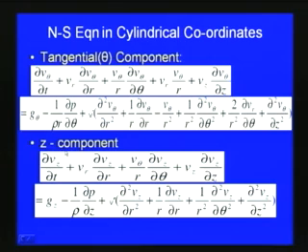And the z component, the third component of the Navier-Stokes equation, can be written as del Vz by del t plus Vr into del Vz by del r plus V theta by r del Vz by del theta plus Vz del Vz by del z is equal to Gz minus 1 by rho del P by del z plus nu into del square Vz by del r square plus 1 by r del Vz by del r plus 1 by r square del square Vz by del theta square plus del square Vz by del z square. So, this is the z component.